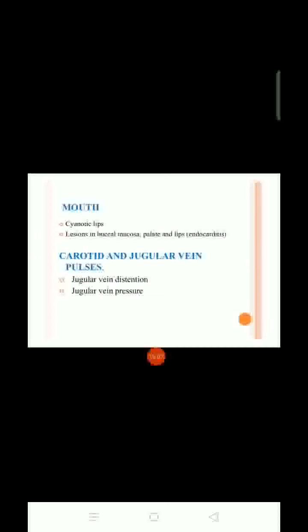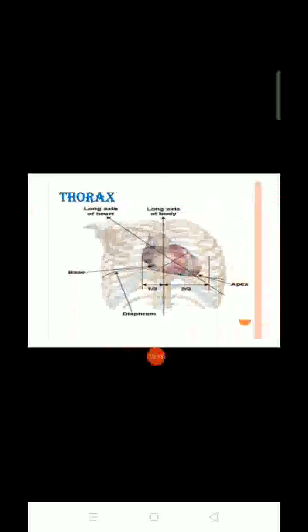Next, mouth assessment. Cyanotic lip. Cyanosis means there is a bluish discoloration of the lip. Lesions in the buccal mucosa, palate and lips indicate endocarditis. Carotid and jugular vein pulses: there will be jugular vein distension and raised jugular vein pressure. Next is the thorax.